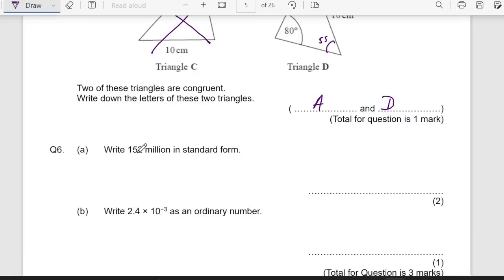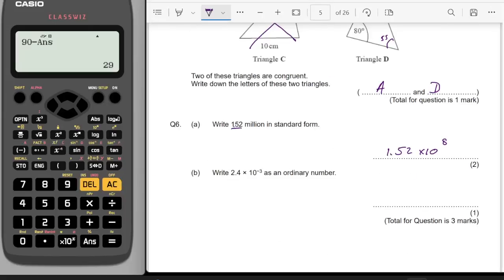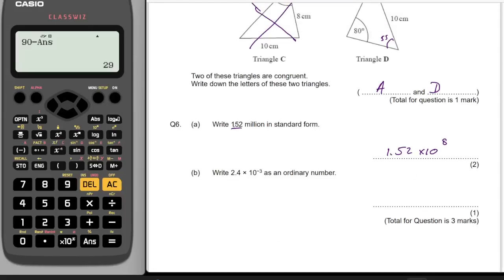Okay, right, 152 million in standard form. There is a way we can do this on our calculator if you're really struggling with standard form. So in effect, we're going to have 6 zeros. So if we want the decimal point there, we need 8. So 1.52 times by 10 to the 8.